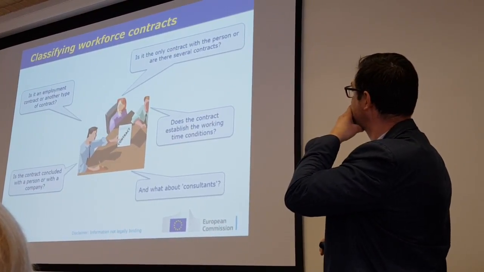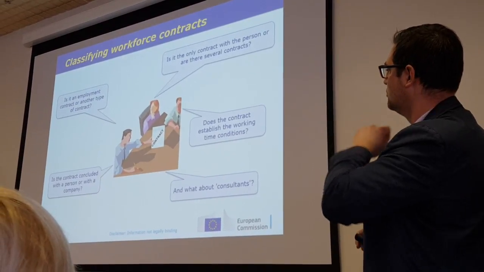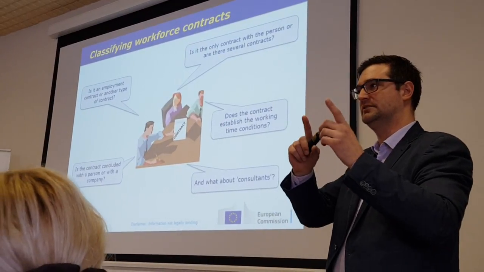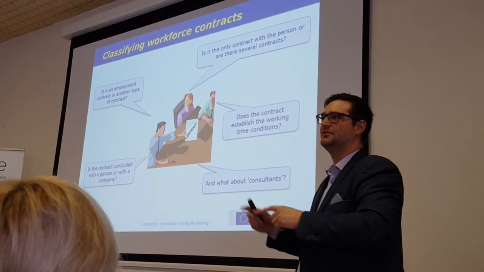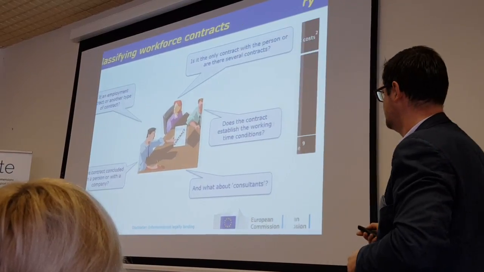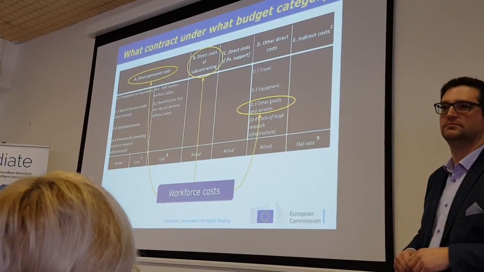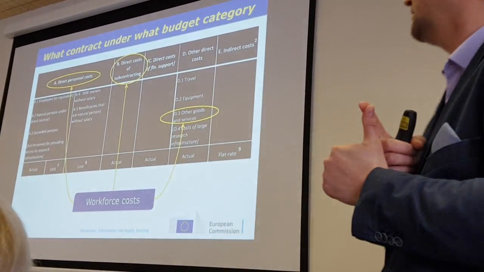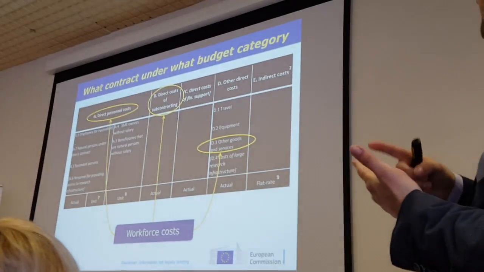But, for example, is the contract concluded with the person or with the company? If it's an organization that is concluding the contract with another organization, then what do you think? Where does it fit? Do you think it is a direct personal cost? Is it the A column? Or do you think it's the B or D?